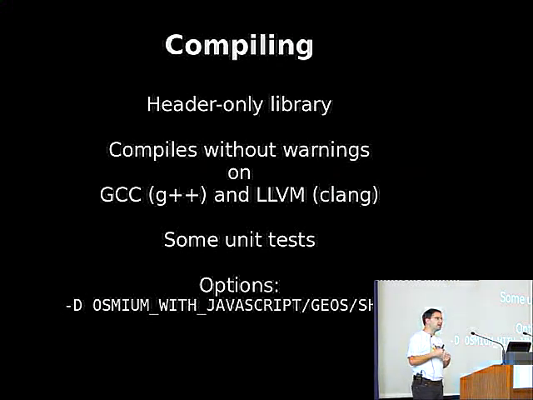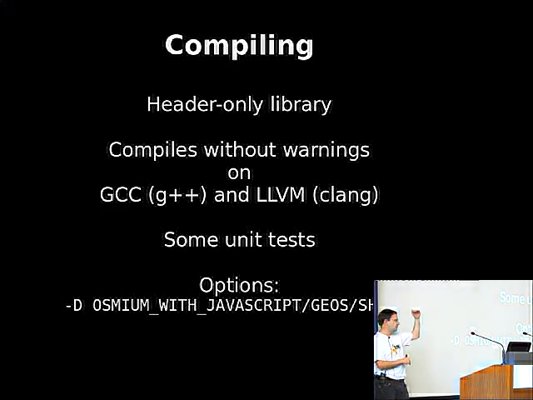Osmium is a header-only library. There is no .a or .so file that you have to link. You compile the whole thing every time. And the reason for that is there are lots of options. I've listed a few down here: Osmium with JavaScript, with GEOS, with Shapefile. You can say which parts you're interested in, and only those parts get compiled in to keep it as small as possible and to keep external dependencies low.